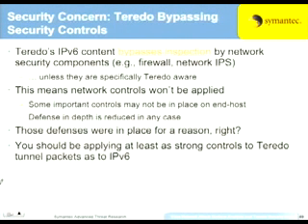Some important controls may not be in place on the end host. They were on the network only, but they weren't available or put into place on the end host. And in any case, even if there are analogous controls both on the end host and on the network, your defense in depth is being reduced. This is a basic security principle. And you should be applying at least as strong controls to Teredo tunnel packets as to IPv6.